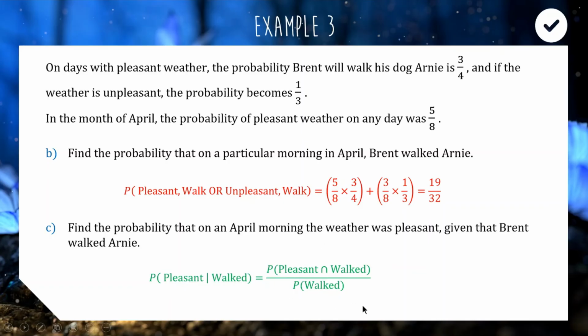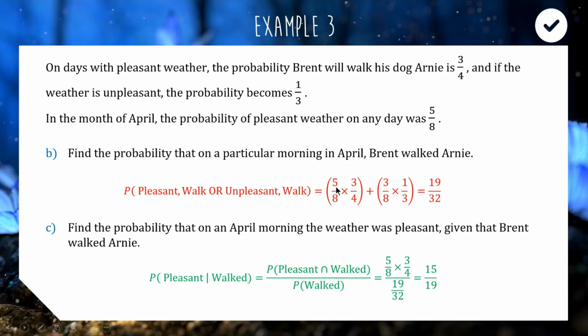And the formula says we've got to find the probability of it being pleasant weather and going for a walk, and then divided by the probability of the dog being taken for a walk. And the bottom of the fraction, we just figured it out in part B. So we've already done half the work. We've just got to recognize, A, that we're using this formula. We've got to use it correctly, and we've got to find the probability of pleasant weather and going for a walk, which is a part that we've already calculated just up here.